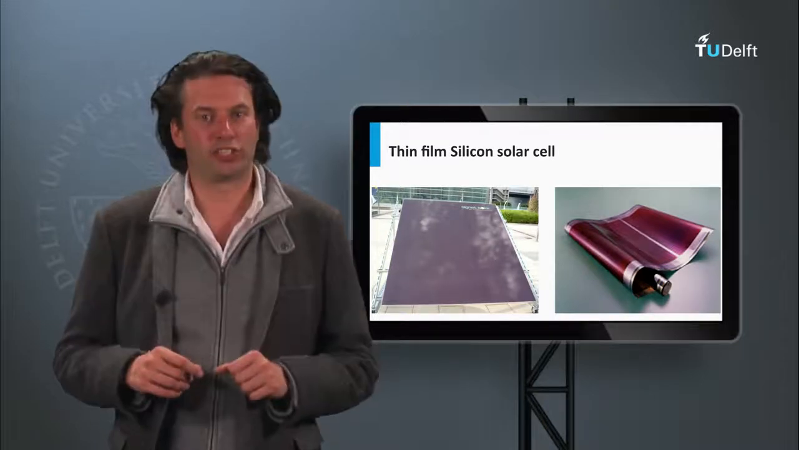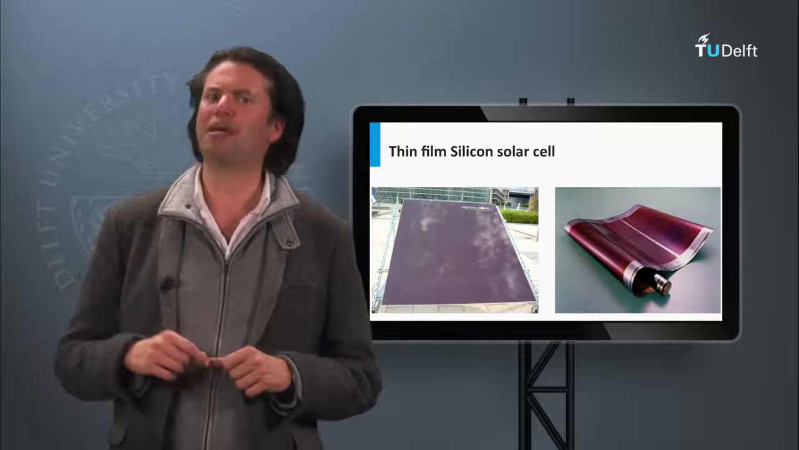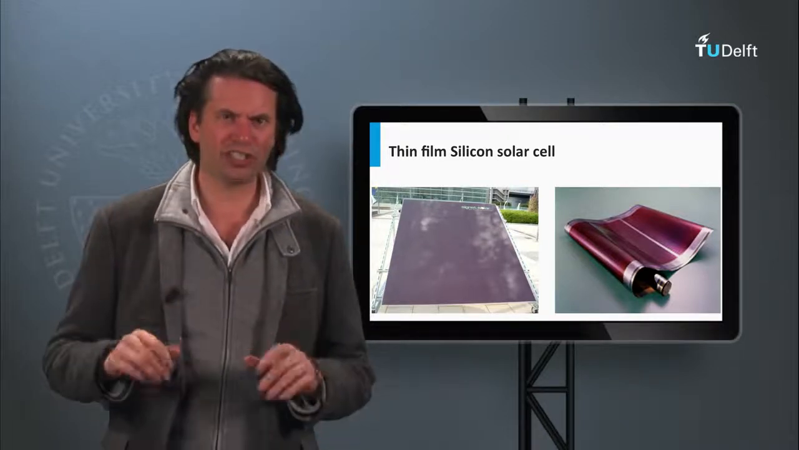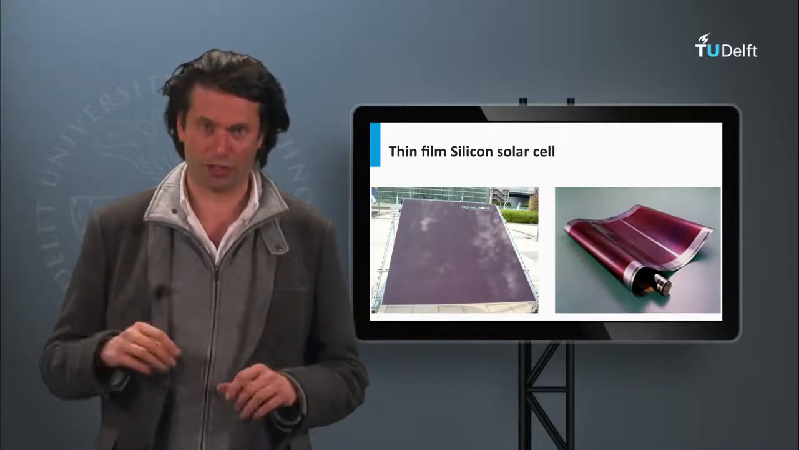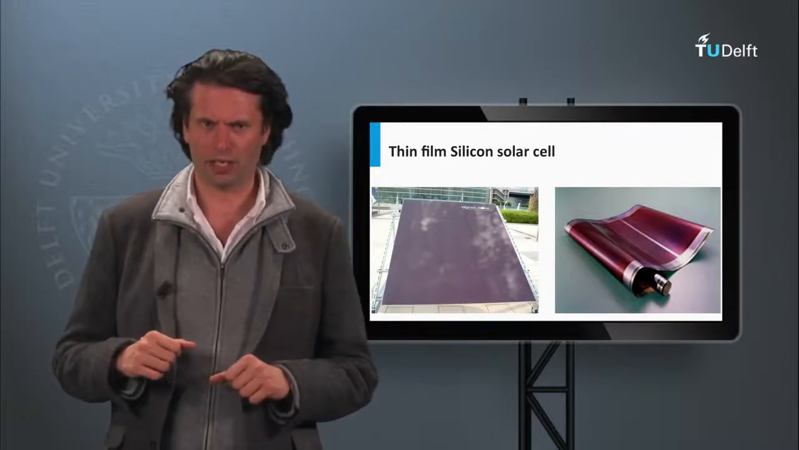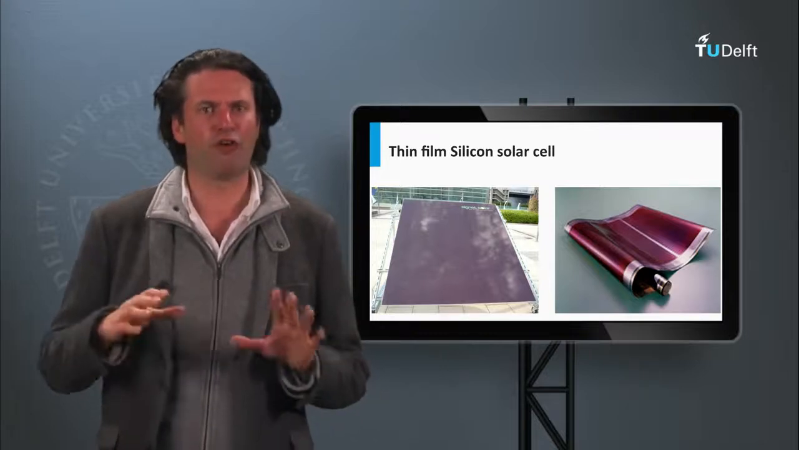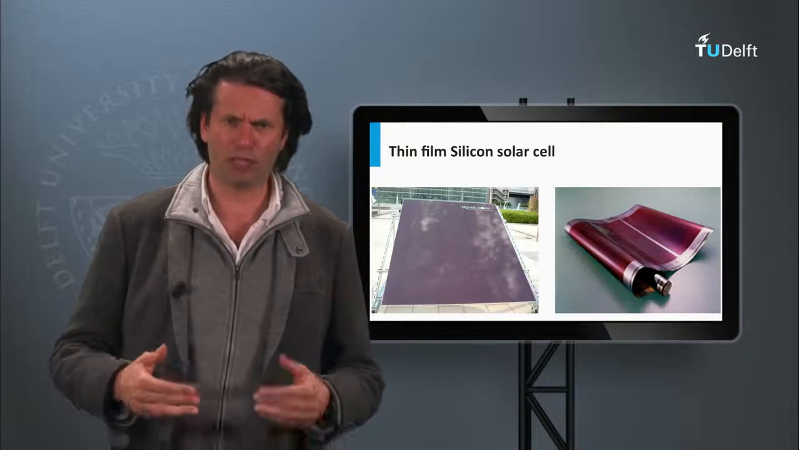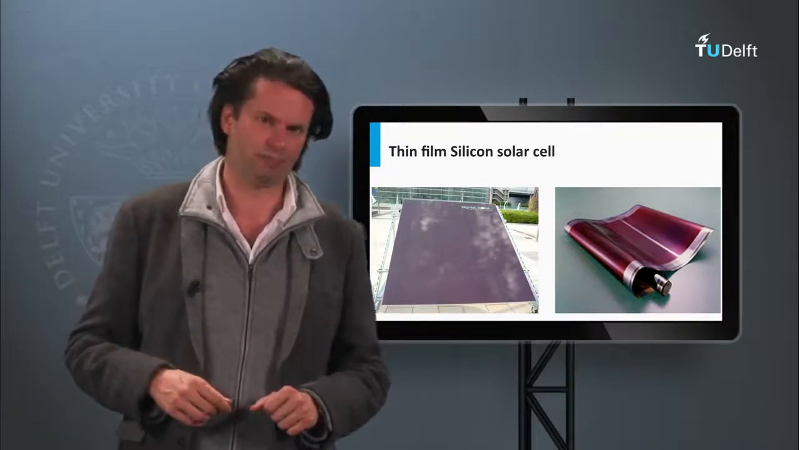Last week we discussed the dominant PV technology in the current market, the PV technology based on crystalline silicon wafers. Now we will discuss a different silicon technology, the thin film silicon PV technology, which belongs to the so-called second generation PV technology. As discussed in week 1, these PV technologies are focused on reducing the cost price of the PV module to a level where the cost price per watt peak drops below that of crystalline silicon technology.